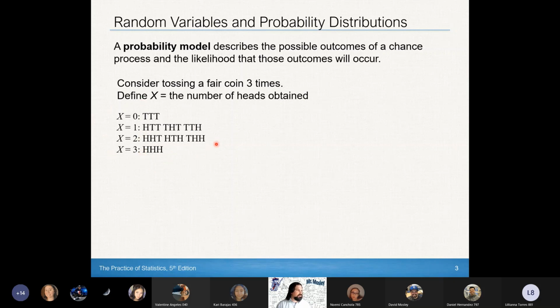This right here is the probability model. It shows me the possible outcomes. I can get 0 heads, which means I had all 3 tails. I can get 1 head, where a head shows up first, second, or third, and the other flips are tails. We can have 2 heads, in which case my first 2 tosses are heads, last is tails. 2 heads with the tails in between, or the first one is tails, last 2 are heads. Lastly, the last possibility is 3 heads, in which case I got a head on each toss of the coin. So X can take on any of these four values.